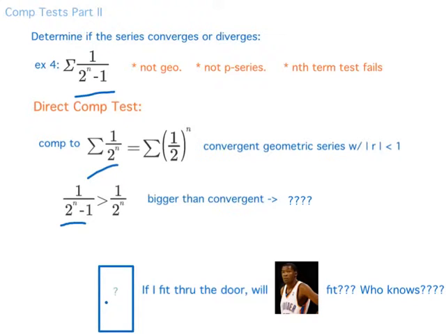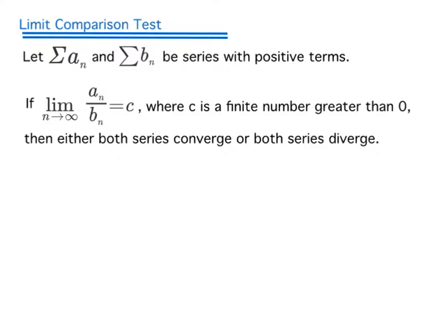And the backup test is called a limit comparison test as opposed to a direct comparison test. The limit comparison test says this, okay? If the sum of the a sub n's and the sum of the b sub n's are both series with positive terms, if the limit as n approaches infinity of a sub n divided by b sub n equals c, where c is a finite number greater than 0, positive finite number, then either both series converge or both series diverge, okay?